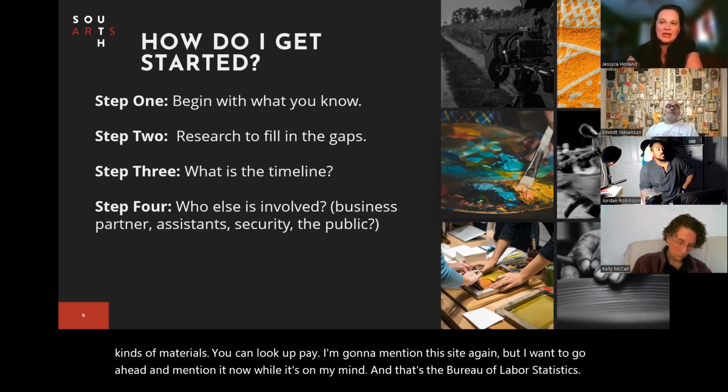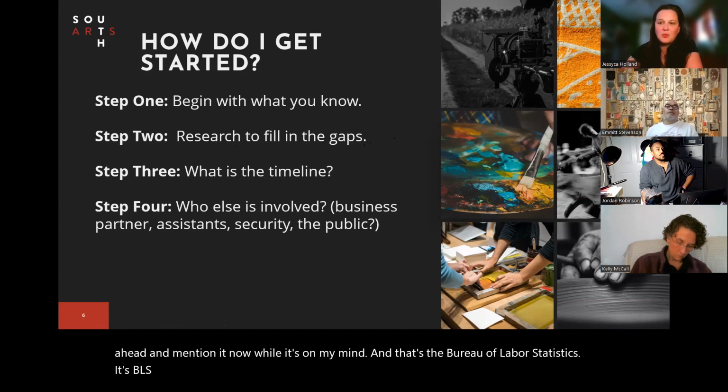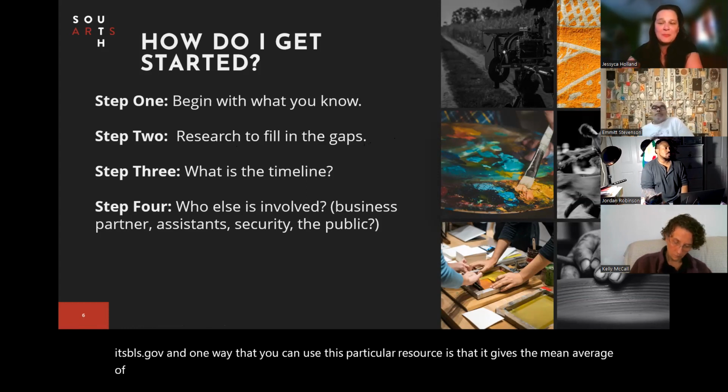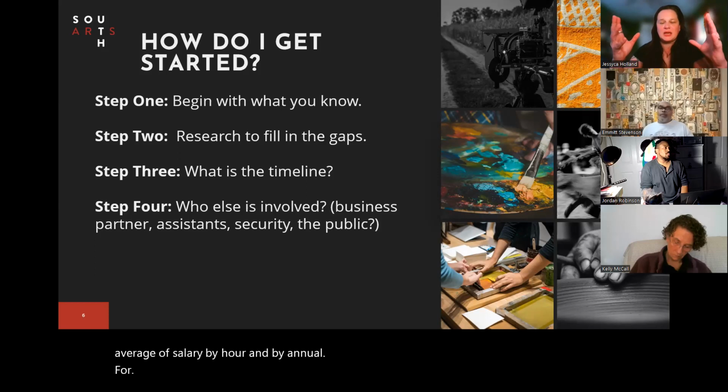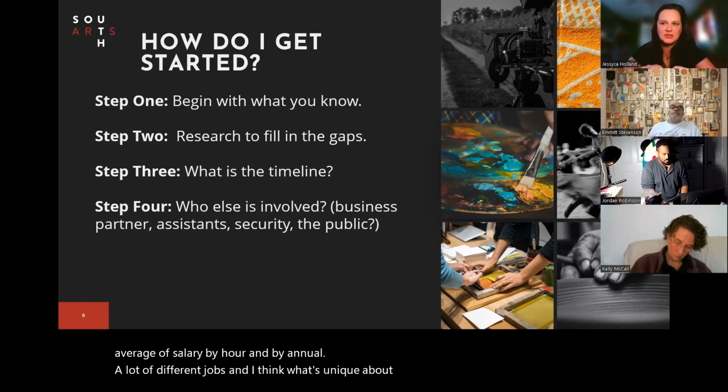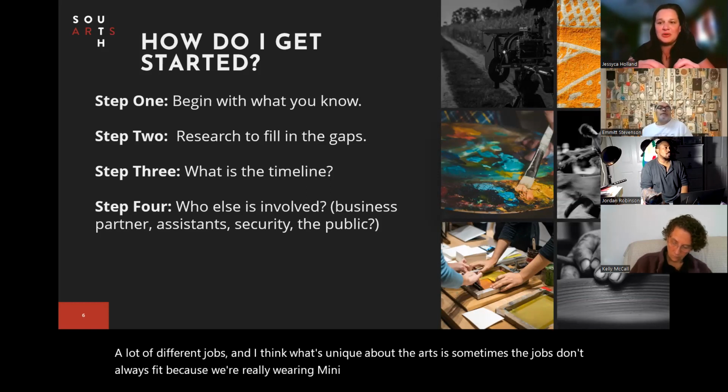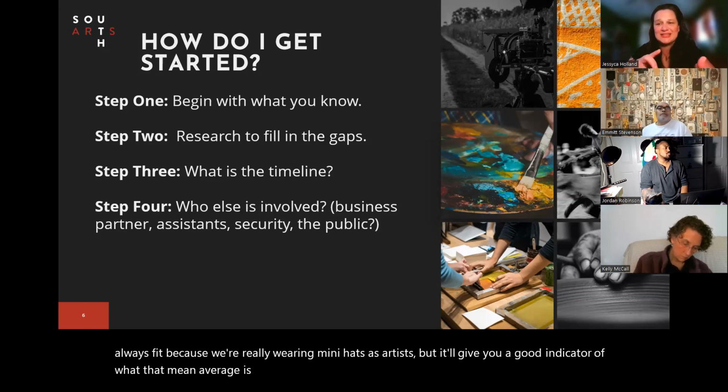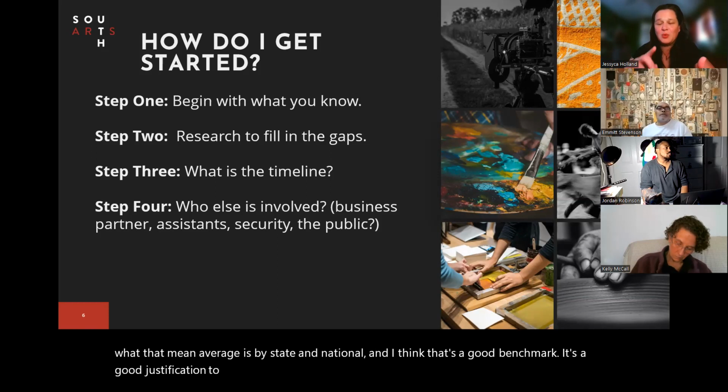It's bls.gov. And one way that you can use this particular resource is that it gives the mean average of salary by hour and by annual for a lot of different jobs. And I think what's unique about the arts is sometimes the jobs don't always fit because we're really wearing many hats as artists, but it'll give you a good indicator of what that mean average is by state and national. And I think that's a good benchmark. It's a good justification to start on what to pay people and what to pay yourself. So that's where some research might be helpful.